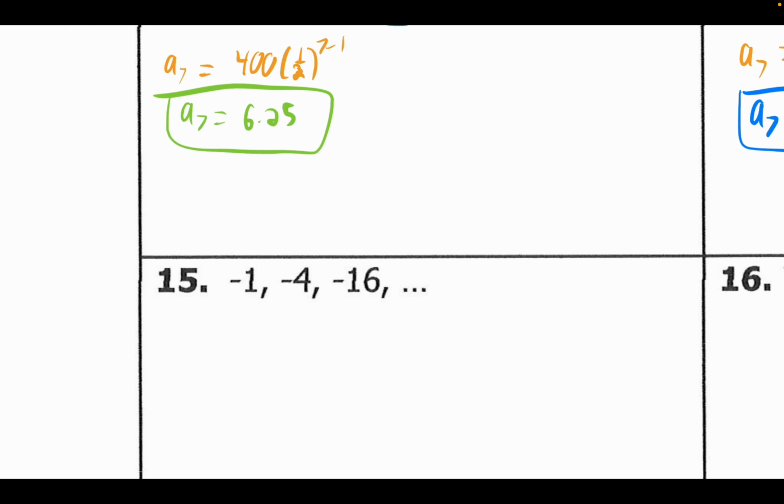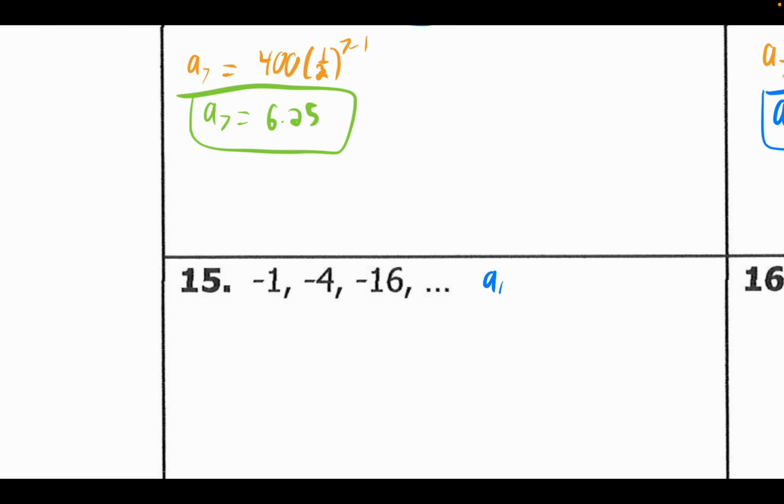Moving on to number 15 here, my a sub 1 is -1, and my ratio is 4. Even though these numbers are negative, the ratio is still that it's multiplying by 4. And so then my a sub n is -1 times 4 to the power of n minus 1. Now here we do need to write this -1 because there is a negative, or if we leave off the negative, we just need to make sure that there's a parentheses here stating that we apply the exponent first and then make it negative afterwards.